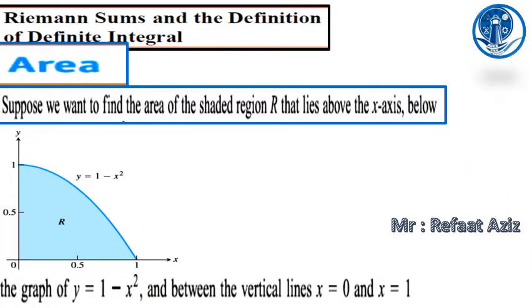Know the Riemann sum and the definition of the definite integral. In area, suppose we want to find the area of the shaded region R that lies above the x-axis, below the graph of maybe y equals 1 minus x squared, and between the vertical lines x equals 0 and x equals 1.